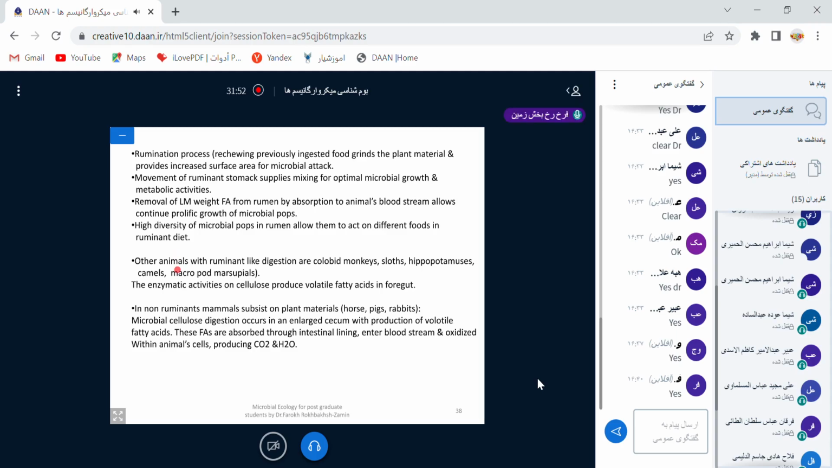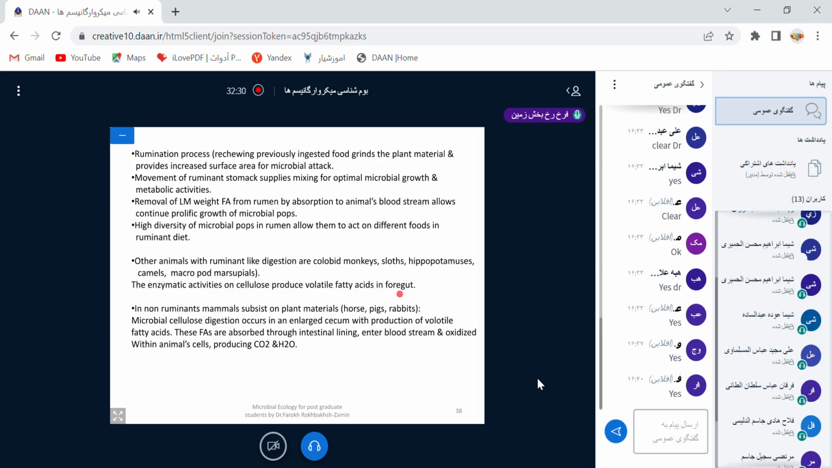There are some other animals which are not ruminants, but are ruminant-like. Other animals with ruminant-like digestion are colobid monkeys, sloths, hippopotamuses, camels, macropod marsupials. The enzymatic activity on cellulose produces volatile fatty acids in the foregut.